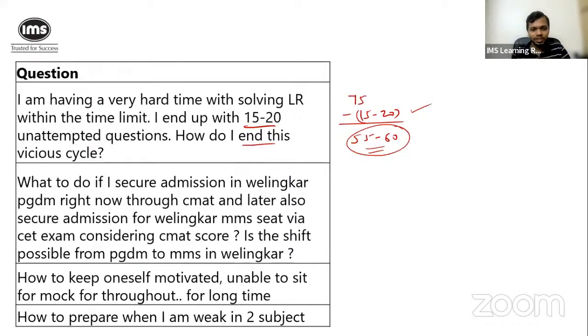What to do if I secure admission in Wellinger PGDM right now through CMAT and later also secure admission for Wellinger MMS seat via CET, considering CMAT score? Is the shift possible from PGDM to MMS in Wellinger? Unfortunately, I don't have an answer to this question. I don't know the institute policy in this particular matter, and you can check with the institute. I would say it's a far-fetched possibility, and even if it happens, when it happens, you can take that decision. I think it's too early to even start worrying about something like this as a possibility.